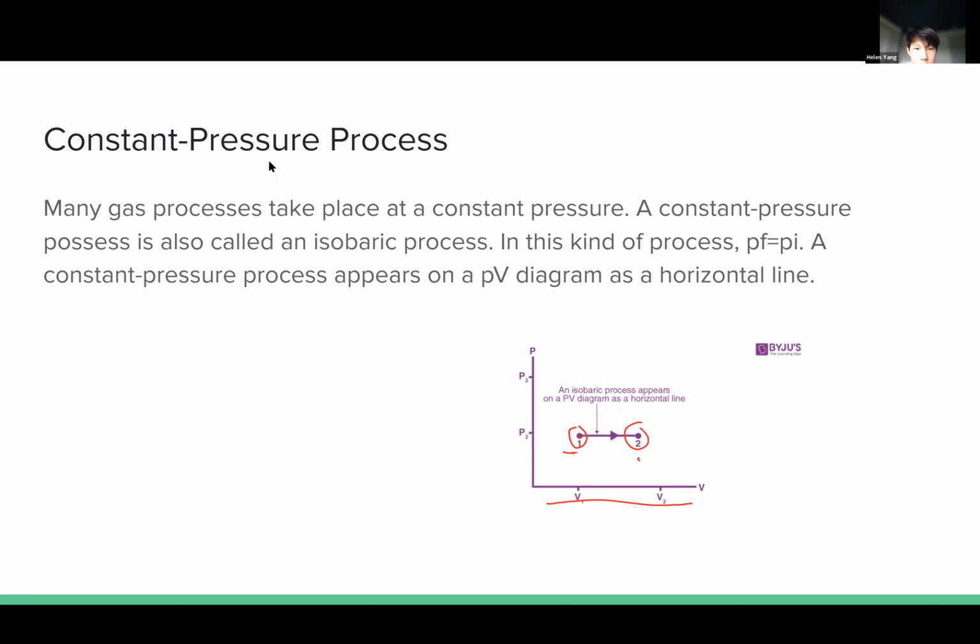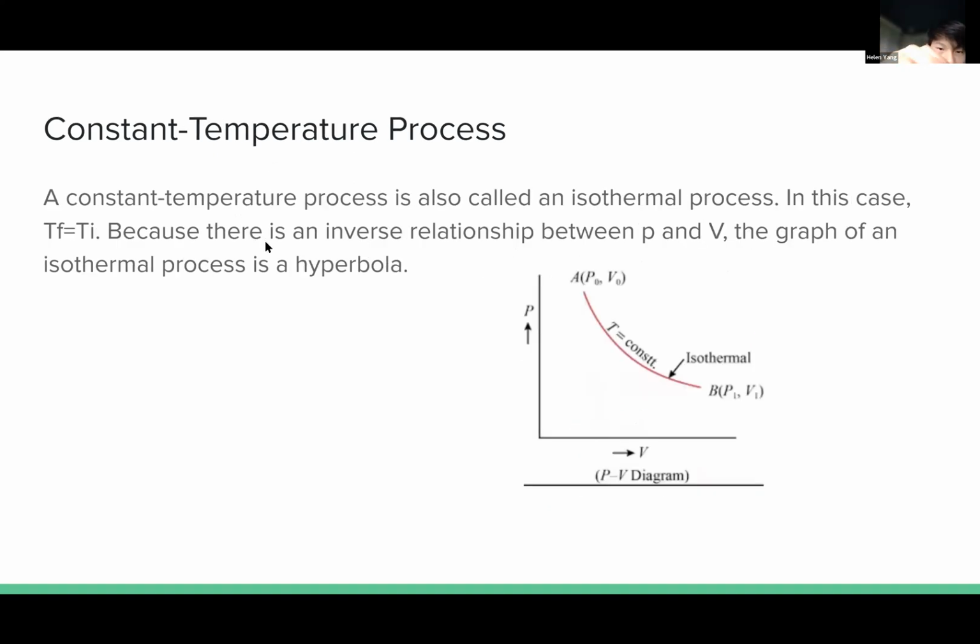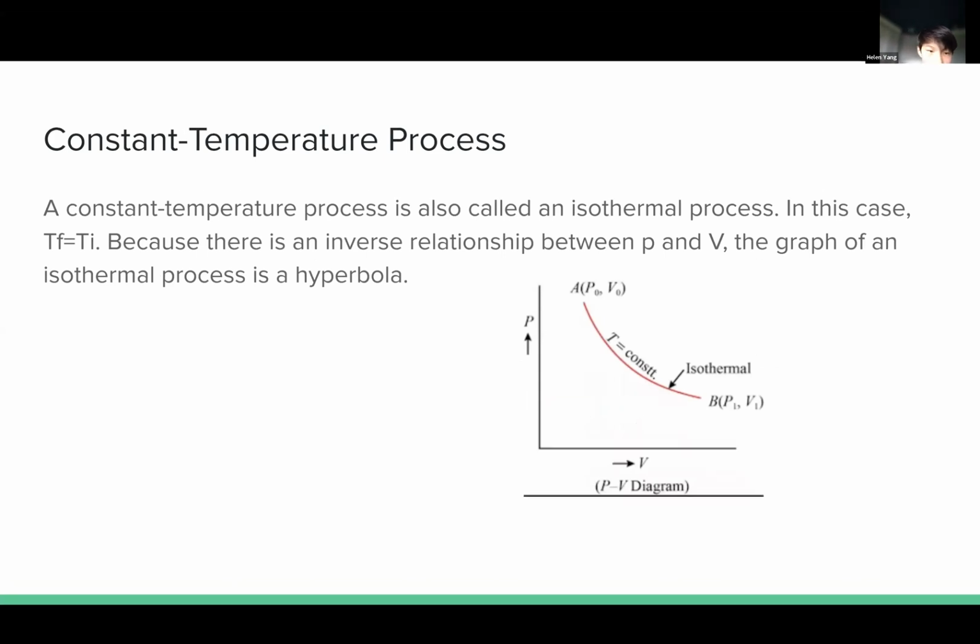And then we have a constant temperature process, also called an isothermal process. In this case, the final temperature is equal to the initial temperature. Because there's an inverse relationship between P and V, the graph of an isothermal process is a hyperbola. So it would be like this.